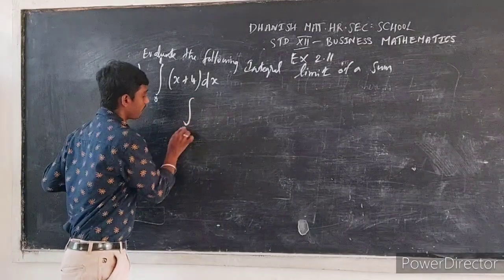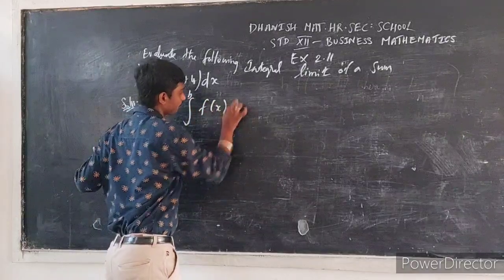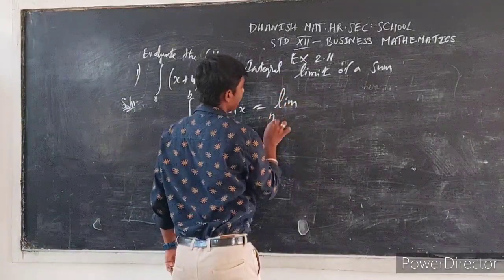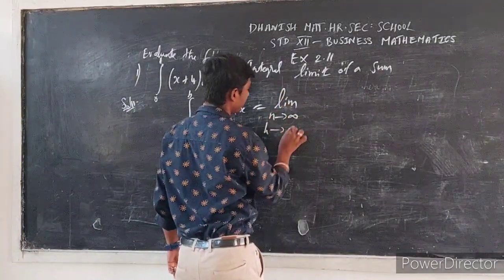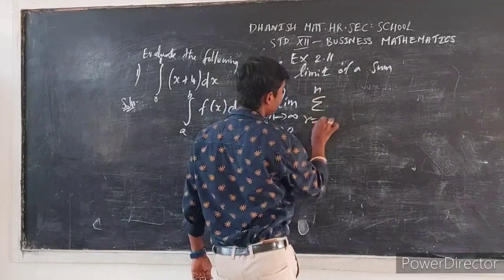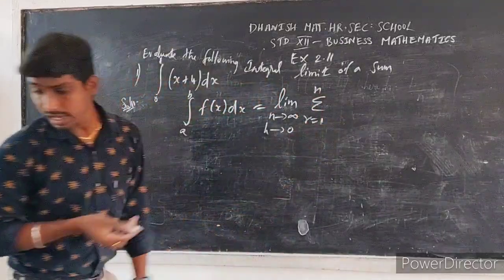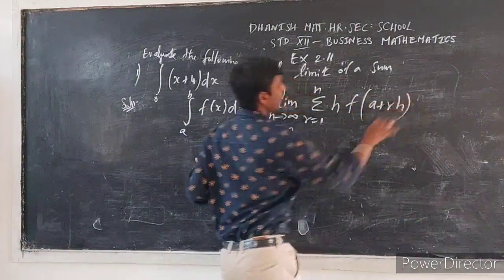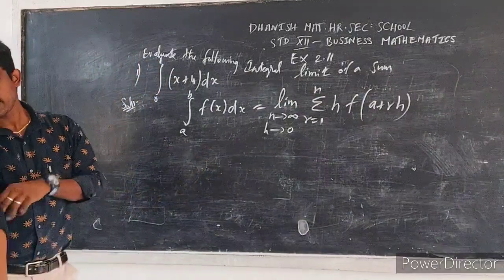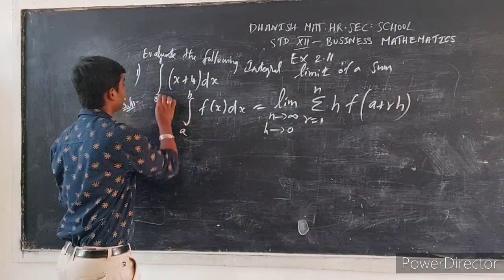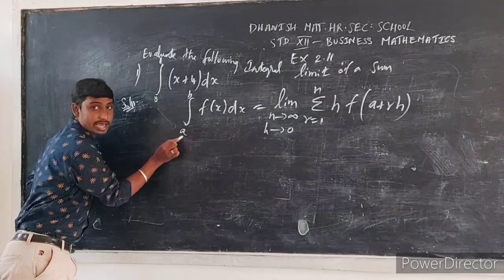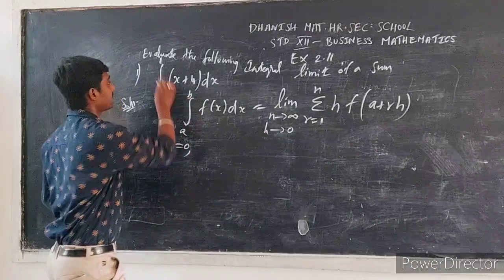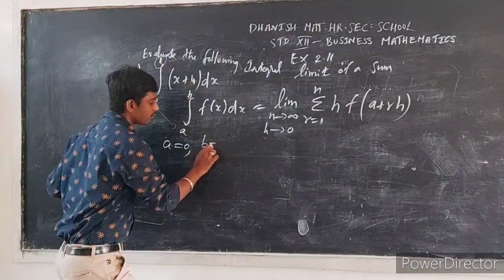That will be integrate of a to b f of x dx equals limit n tends to infinity, h tends to 0, summation of r equal to 1 to n, then h into f of a plus rh. Let's take the given data here. What is the a value from here? Here the lower limit will be a, so a is equal to 0. Then we have b. Here the upper limit, b is equal to 1.